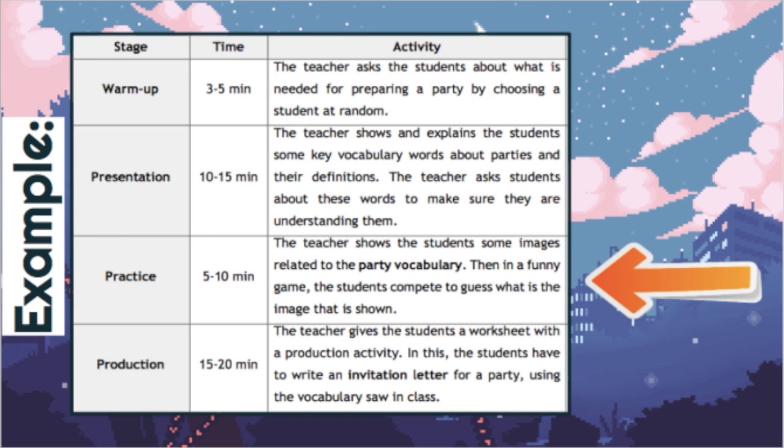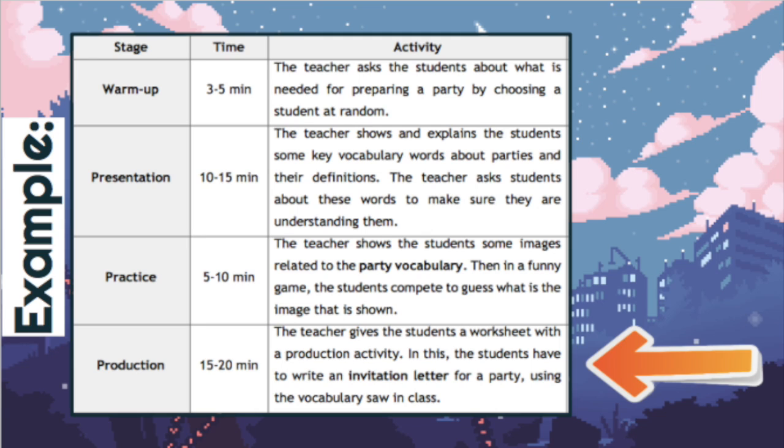Practice. It consists mainly of activities that help to check the students' knowledge and identify misunderstandings or mistakes they may have, and provide feedback. Some examples of activities are answering worksheets or workbooks or participating in games.